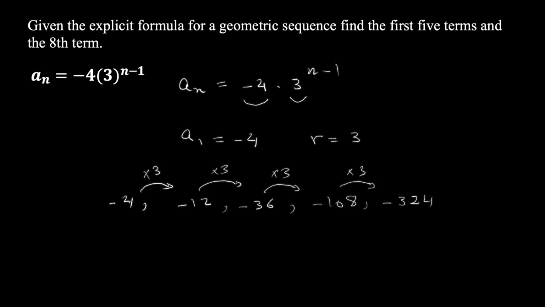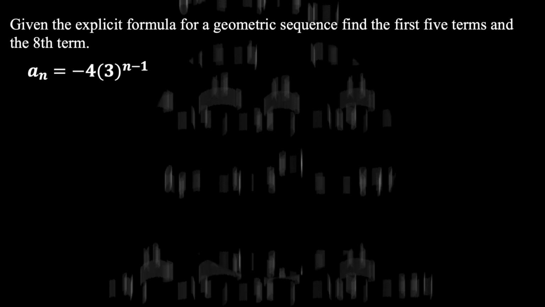To find the term number 8, we can say a8 is equal to -4 times 3 to the power, replace n by 8, you get 8 minus 1. And calculate it, you get -8748. And this would be the term number 8. Let's have another type of questions.